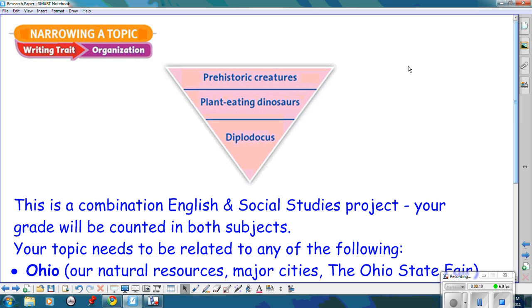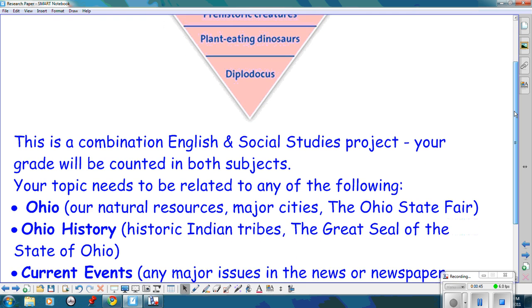But you can see right here, this is taken from another research paper that was done, and the author started with just prehistoric creatures in general, but then decided to focus down on plant-eating dinosaurs, and then focus further on one kind of plant-eating dinosaur, which is Diplodocus. So it really is important to focus in on exactly what you want to write about, so then you can start thinking of your questions.